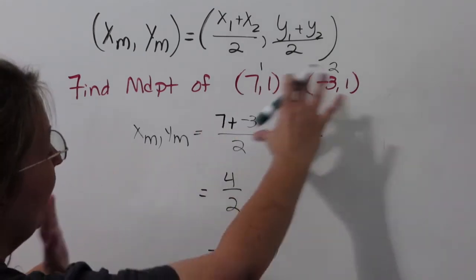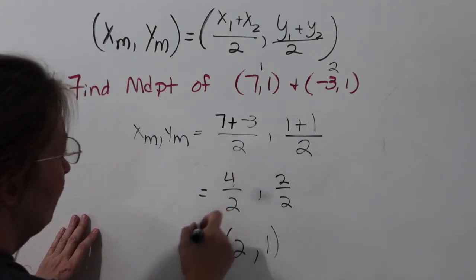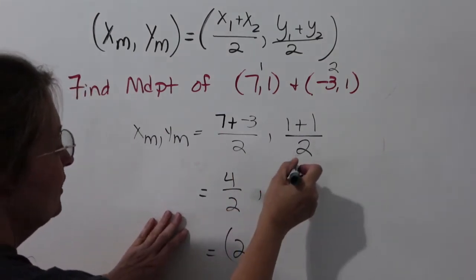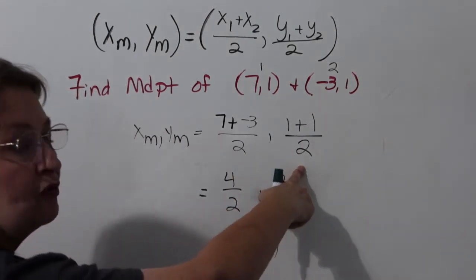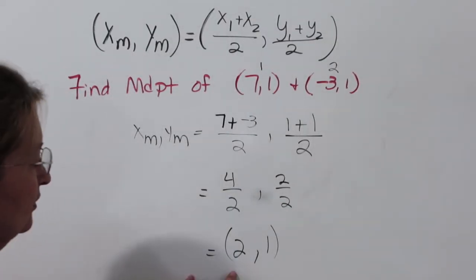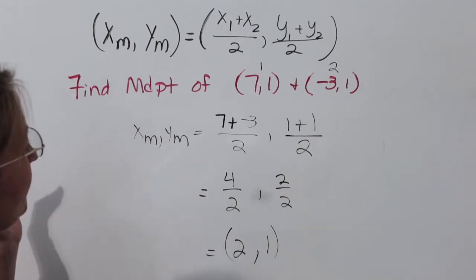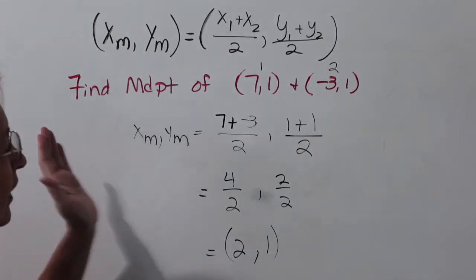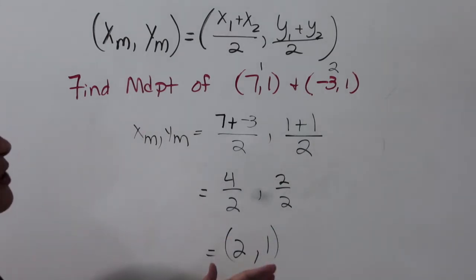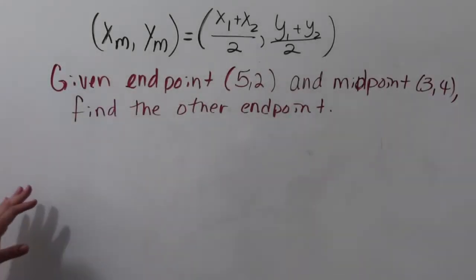And if you could graph this, if you went over 7 and up 1 and then down 3 and over 1, you're going to see this point is right in the middle. That's what the midpoint formula finds for you. This gets you over 2 and up 1. So now let's look at one where we have the endpoint and a midpoint and we're looking for the other endpoint. Now let's look at this scenario.